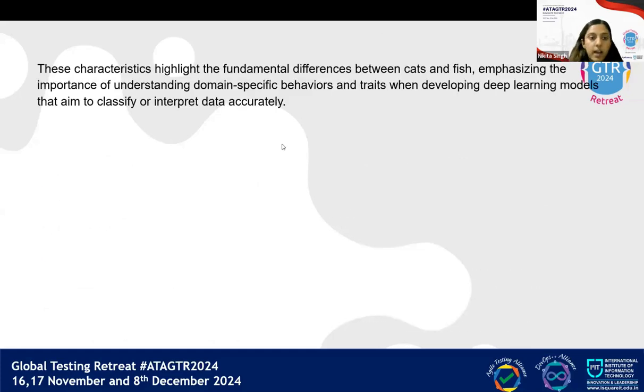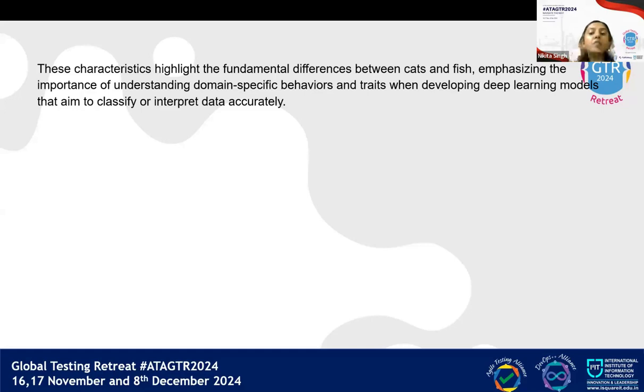The characteristics highlight the fundamental differences between cats and fishes, emphasizing the importance of understanding. So basically, why I've used the terms cats and fishes is coming into the picture now. Suppose you have designed deep learning software, and I'm relating different modules to cats and fishes. Suppose I have designed the deep learning software and named it as a cat, and if I try to test the same model using a test set of fishes, it won't work. This is exactly what I mean by cats and fishes here.